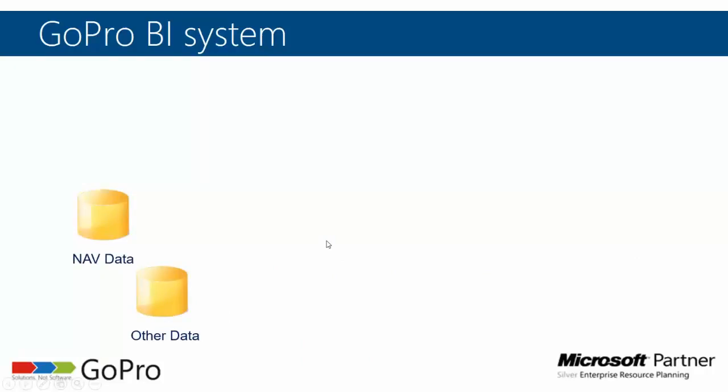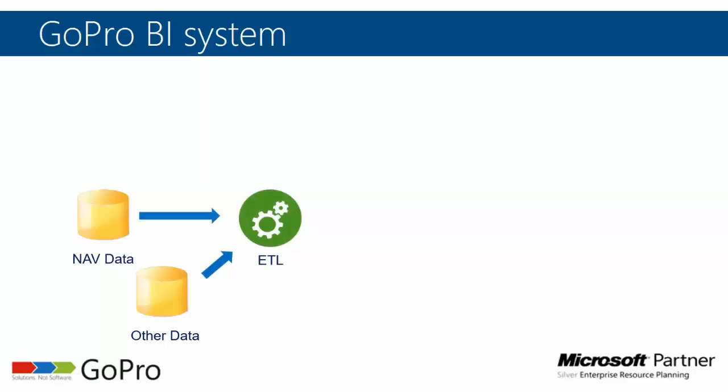We can use any data source for the GoPro BI system, depending on how the data is packed. We can use data sources like SQL Server database, Oracle database, flat files, Excel files, web sources, XML files, HTML files, etc. We can make connections between different data sources if they are related. We can use more than one data source depending on the company's business.